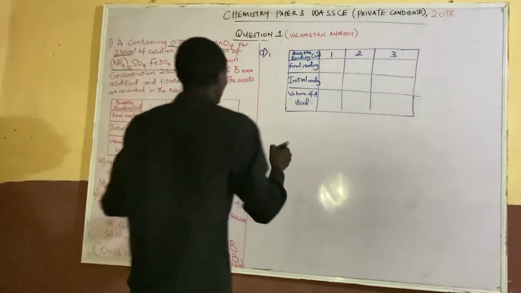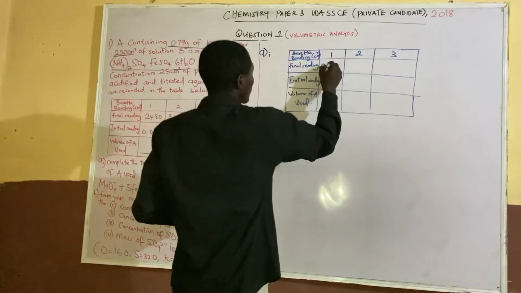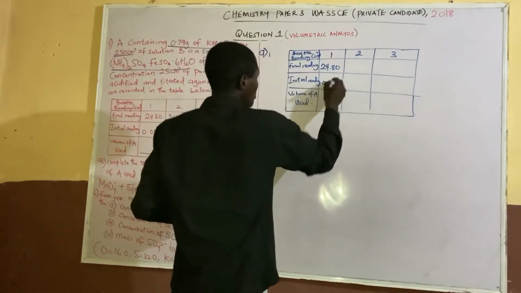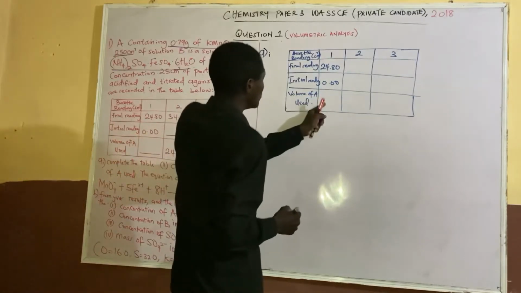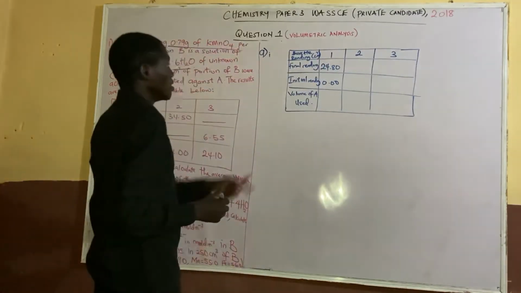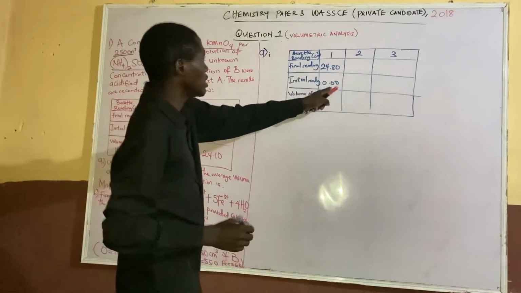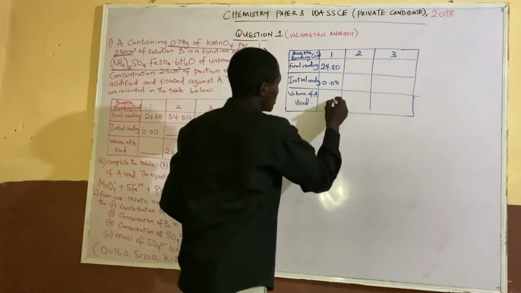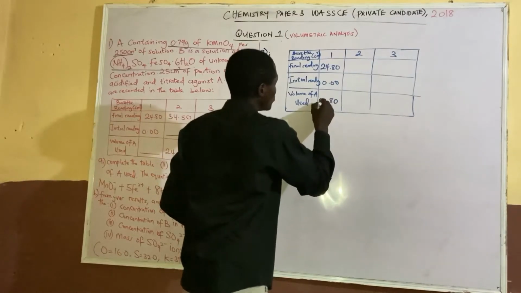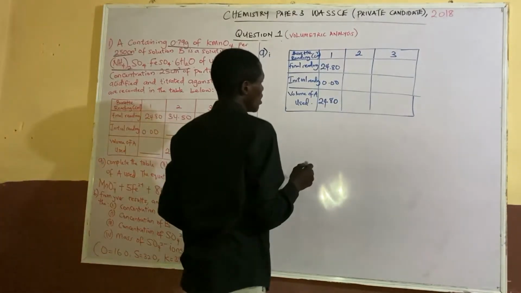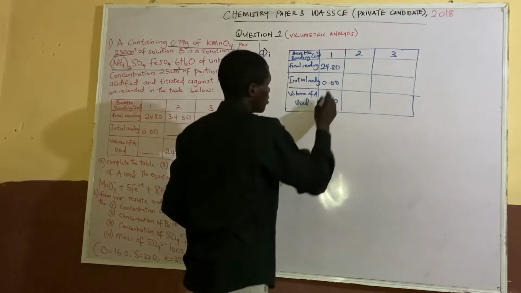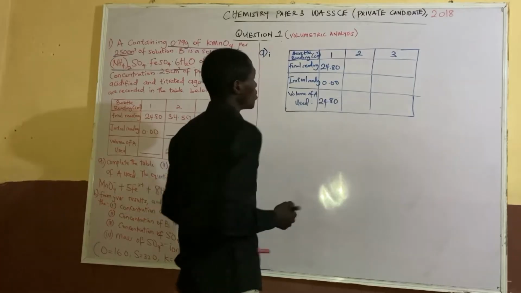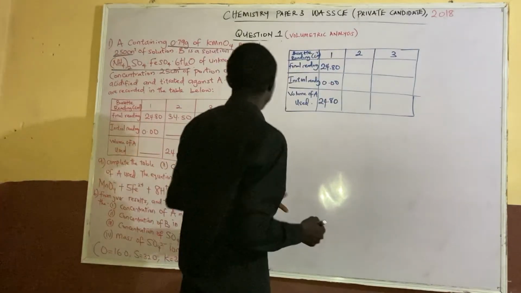Now in the first column we have 24.80, then we have 0.00. To get the volume of A used in the first titre, just subtract 0.00 from 24.80. So we have 24.80 on the first column.